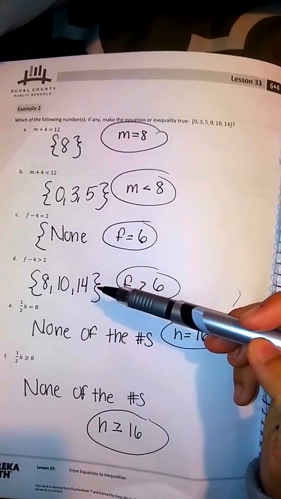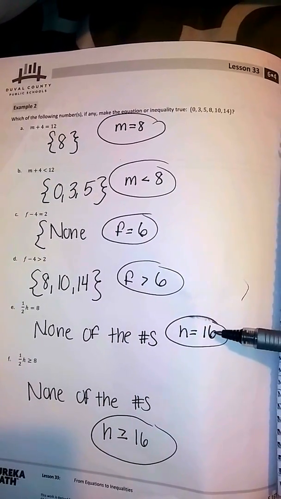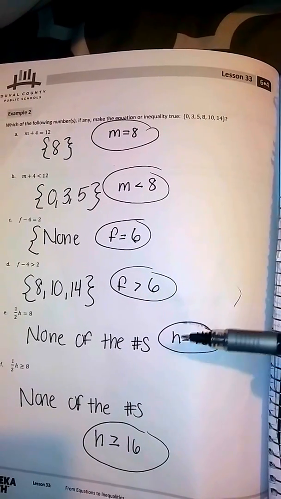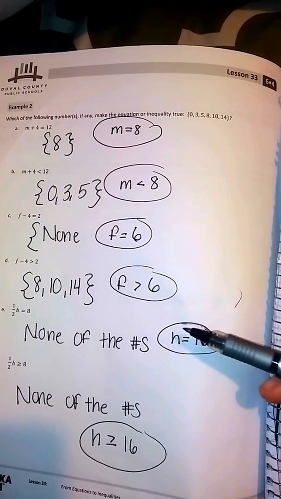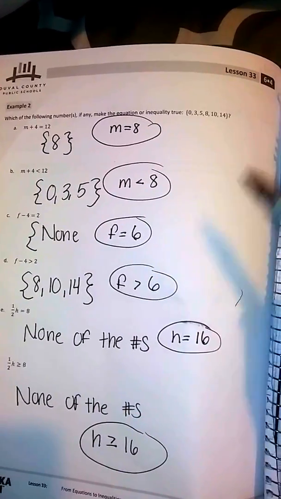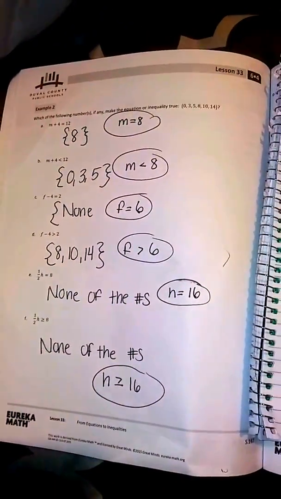We already did D. And for E, you should have gotten h equals 16, so you're going to go up here and check to see if there's a 16, because remember it's an equation, so it has to be 16 to satisfy this equation. There is not a 16, so you would write none of the numbers or no solution or anything along those lines.